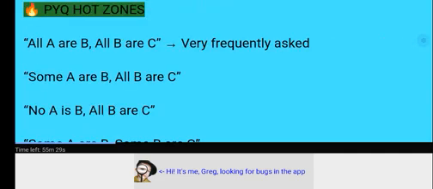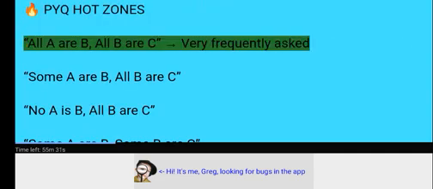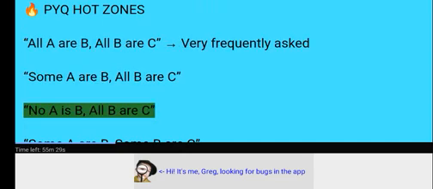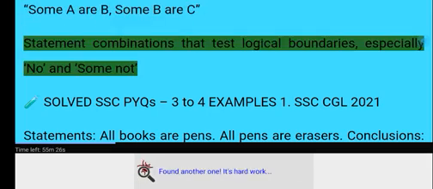PYQ hot zones. All A are B, all B are C is very frequently asked. Some A are B, all B are C. No A is B, all B are C. Some A are B, some B are C. Statement combinations that test logical boundaries, especially no and some not.